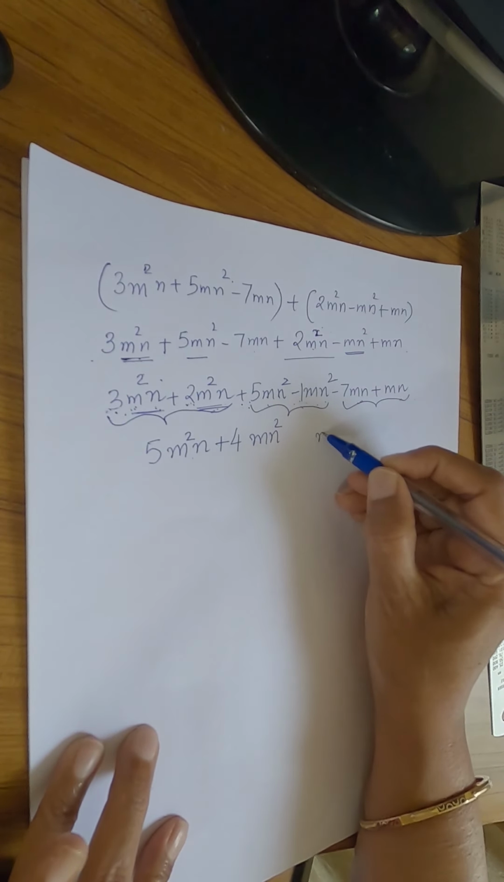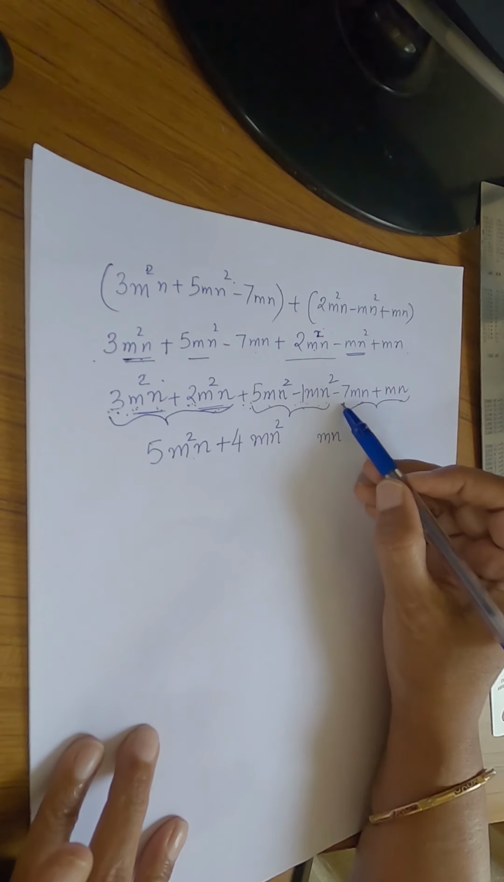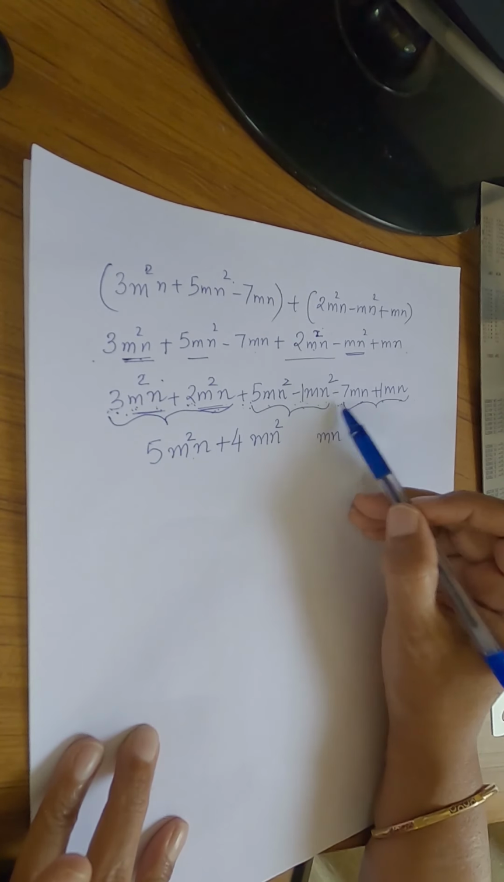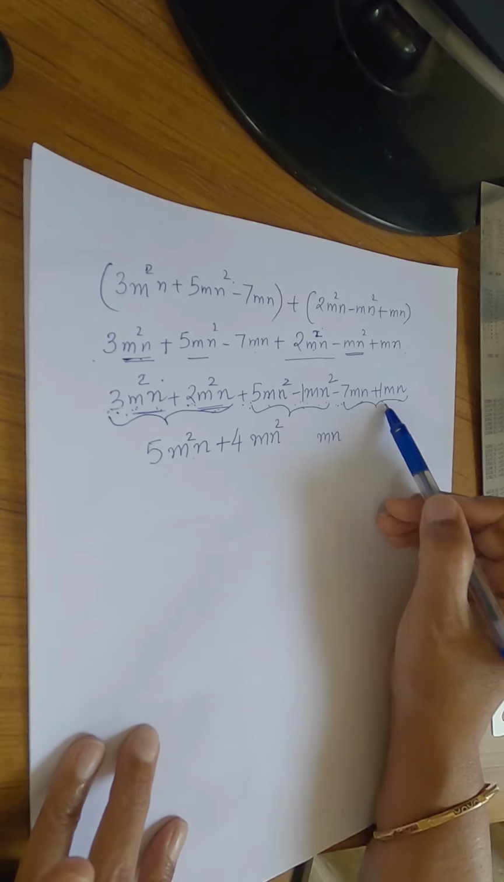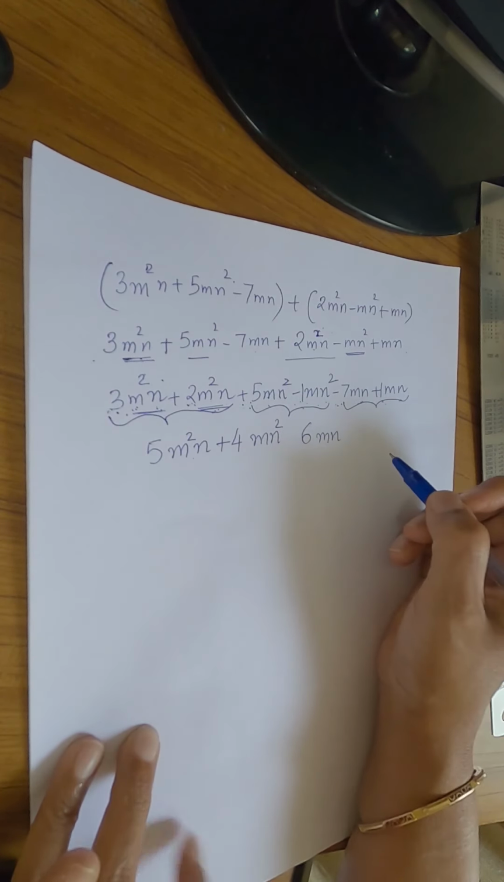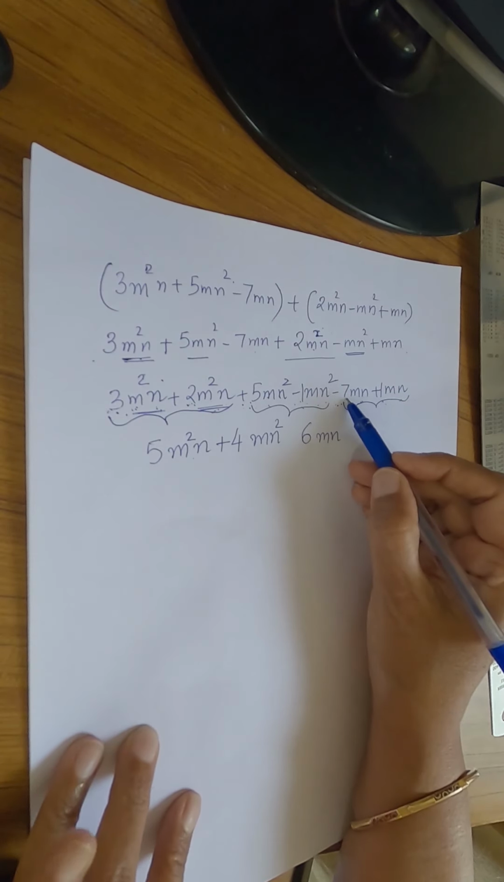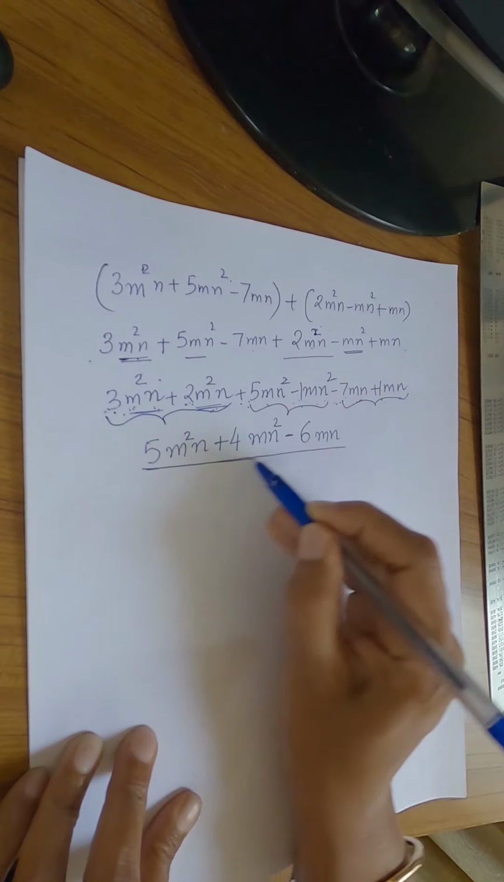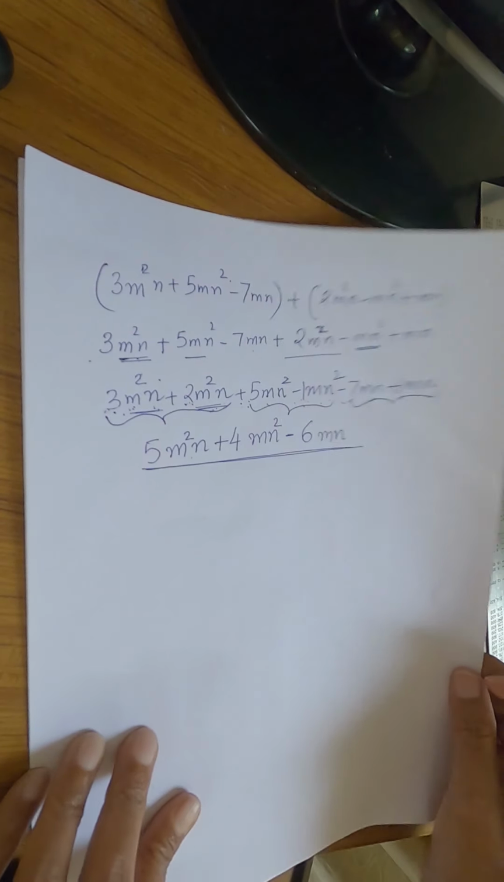Similarly here, we write mn as it is. 7 is negative and here where there is nothing, we put 1. So you can see these two numbers, again one is negative, the other is positive. So again we do subtraction. 7 minus 1 is 6, and here again we have to put the sign of the bigger number. 7 being the bigger number, we put a negative sign. So this is the answer we get on adding the two polynomials.